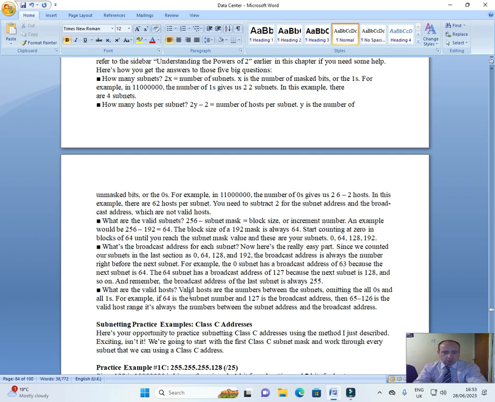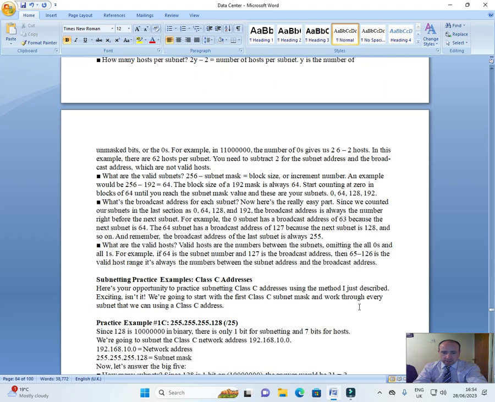What are the valid hosts? Valid hosts are the numbers between the subnets, omitting the all zeros and all ones. For example, if 64 is the subnet number and 127 is the broadcast address, then 65 through 126 is the valid host range. It's always the numbers between the subnet address and the broadcast address.